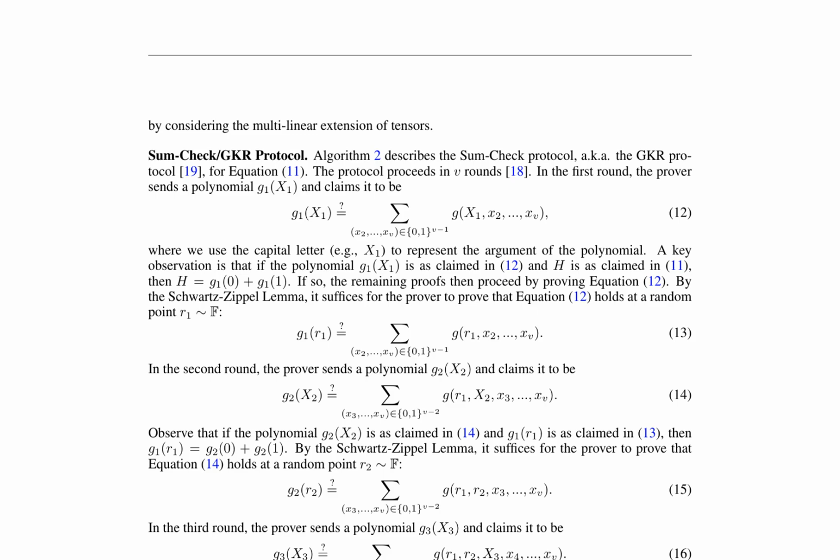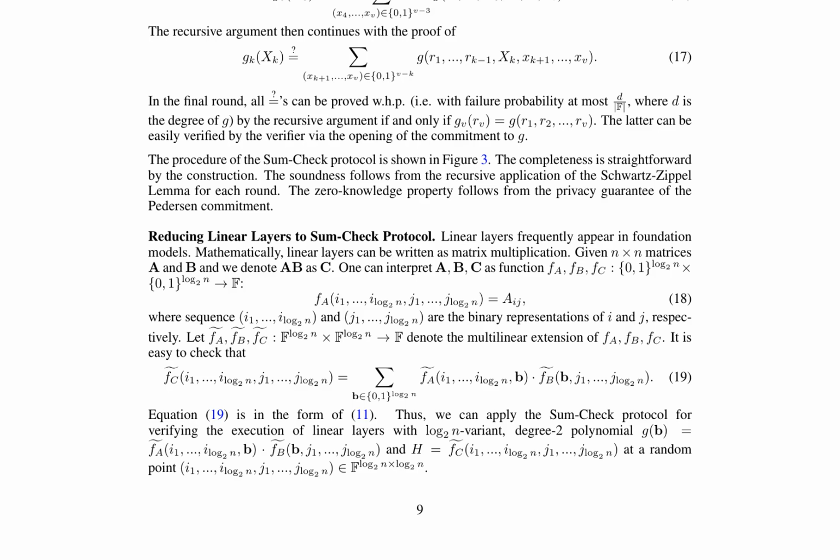To reduce linear layers to the sum check protocol, linear layers can be represented as matrix multiplication, and the ReLU activation function can be reduced to bit decomposition. This decomposition allows for the application of the sum check protocol to verify the execution of ReLU activation layers.